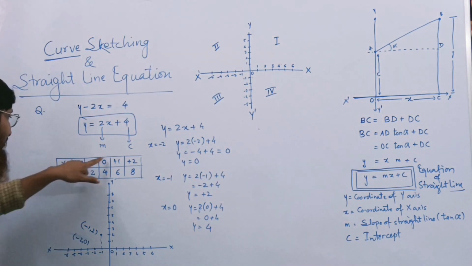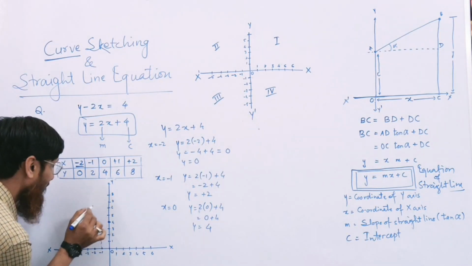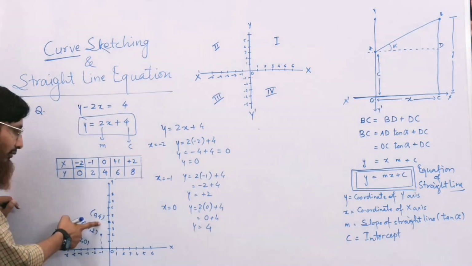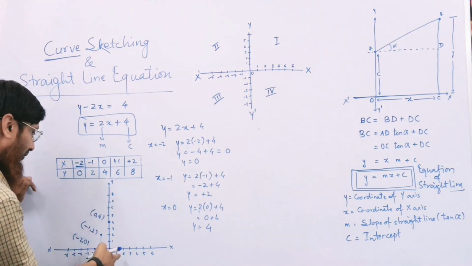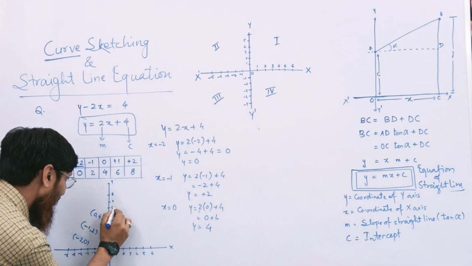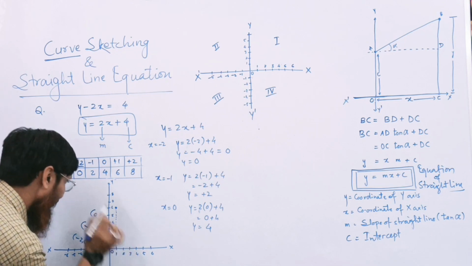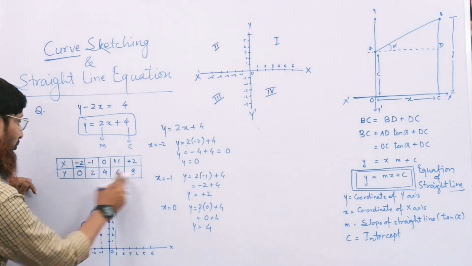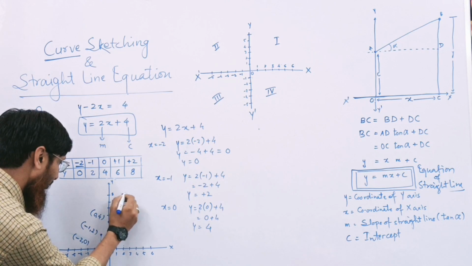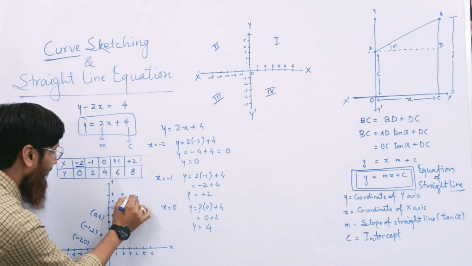Now if the value of x equals 0, y equals 4. Here it comes, so it is written as 0 comma 4. First one is the coordinate of the x-axis, the second one is the coordinate of the y-axis. Now when x equals plus 1, y equals 6. Here it comes almost like this. And when x equals plus 2, y equals 8. It can be written as 1 comma 6, and it is 2 comma 8.